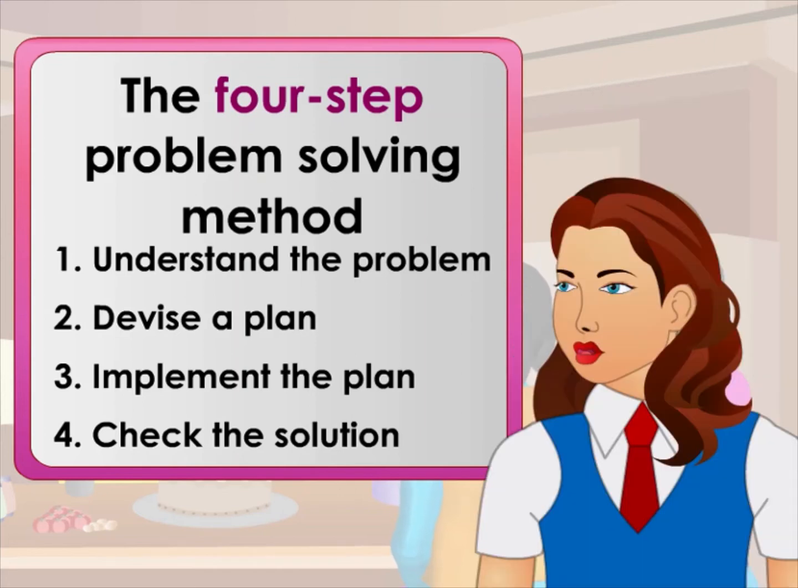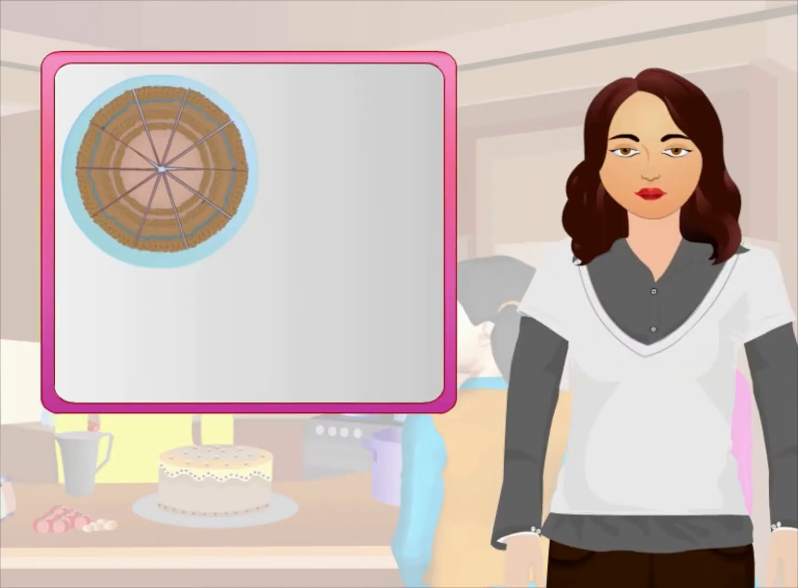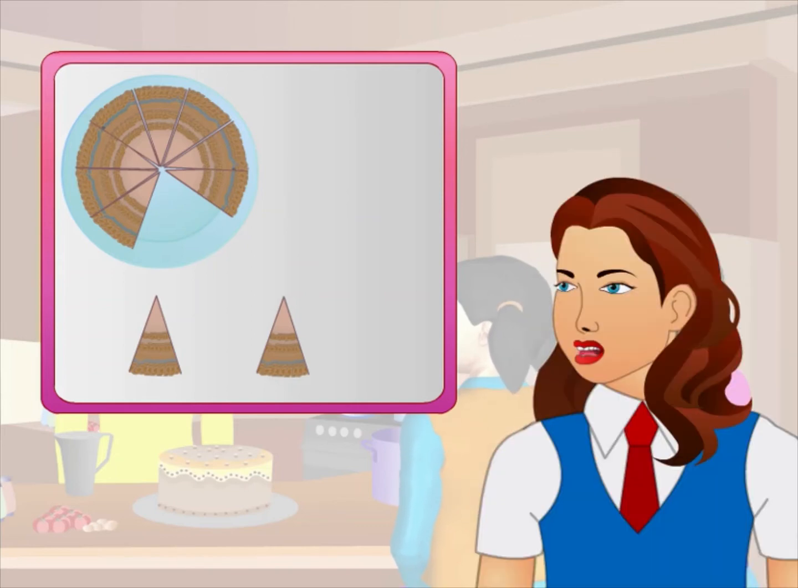Auntie, I'm not very sure how we can do it in mathematics. Can you explain it to me? Sure, Mona. Just now you ate a piece of cake. Leena also ate a piece of cake. So how many pieces of cakes have both of you eaten? I have eaten 1/8. And Leena has eaten 1/8 too.